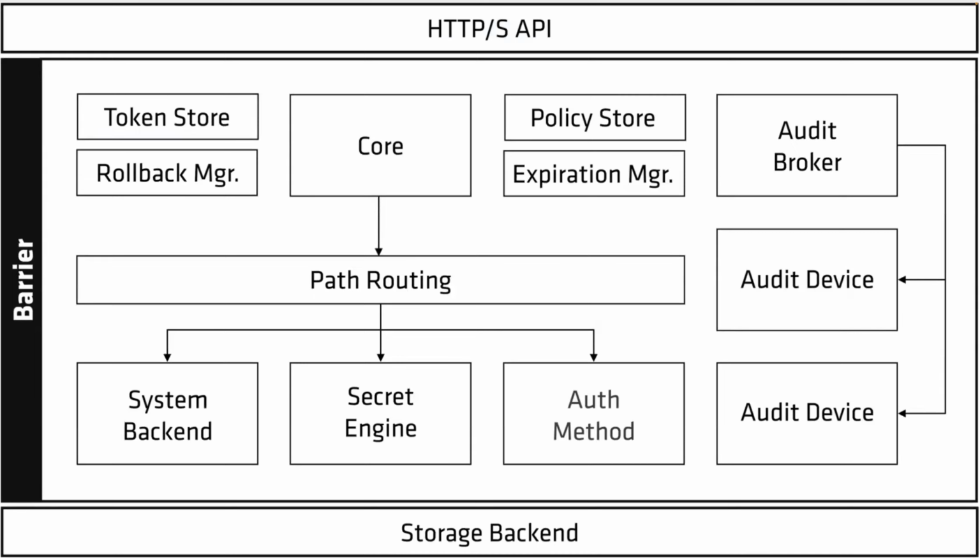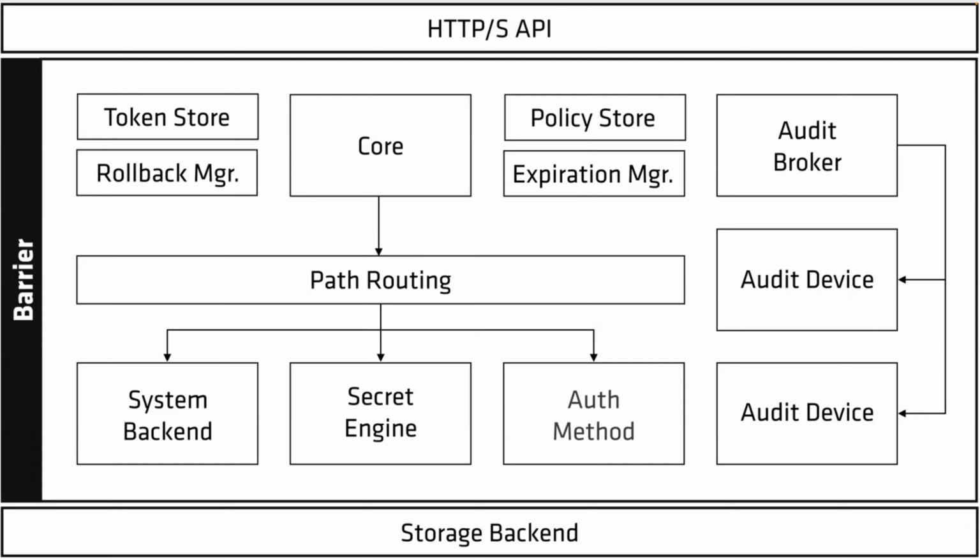Right now, what you are seeing is more of a Vault architecture. It's a bit of a classic architecture, I would say, which starts from the upper layer of the HTTPS API. One thing you should know about Vault is that it is REST API based, so the upper layer would be the HTTP or HTTPS API, based on the configuration. Then we have the token store, rollback manager, the core mechanism, the policy stores, the expiration manager, and the audit brokers, audit devices.